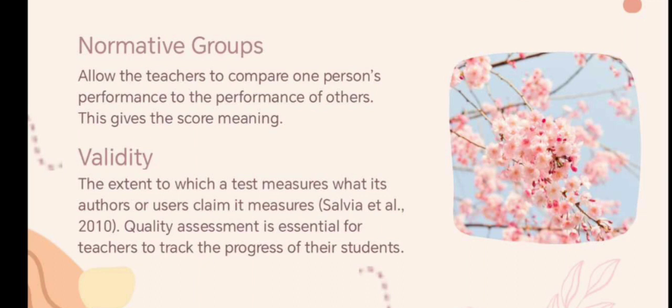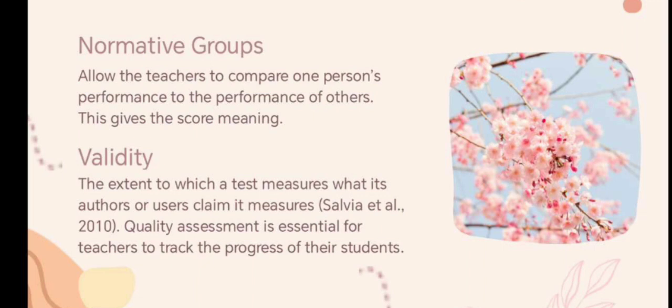Normative groups allow teachers to compare one person's performance to the performance of others. So, normative groups are like groups of people who are similar to each other in some way, like age or grade level. When teachers compare a student's performance to this group, it helps them to understand how well the student is doing compared to others.